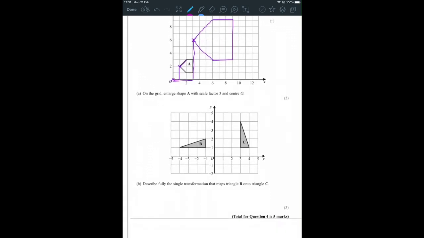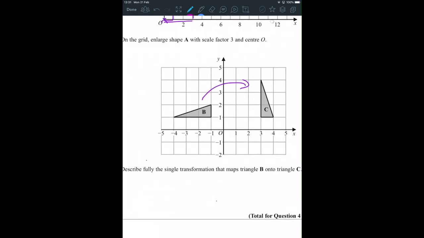Next up, we're going to describe the single transformation from B onto C. So I'm going that way. It's not a translation, it's not a reflection, it's not an enlargement, which leaves behind a rotation. If I'm going that way round, I can go 90 degrees anti-clockwise.